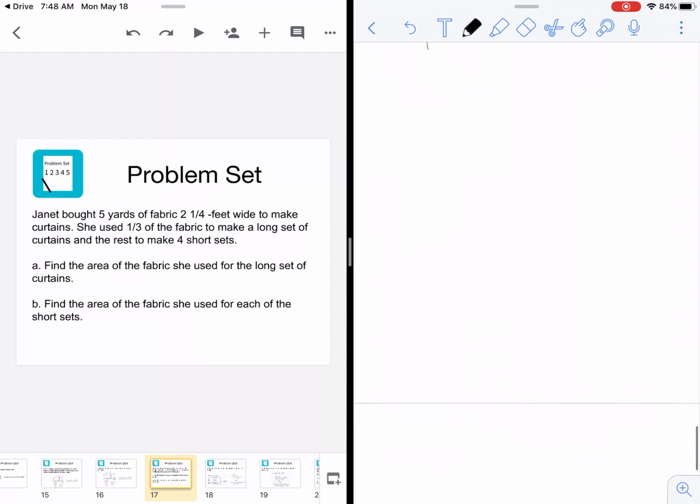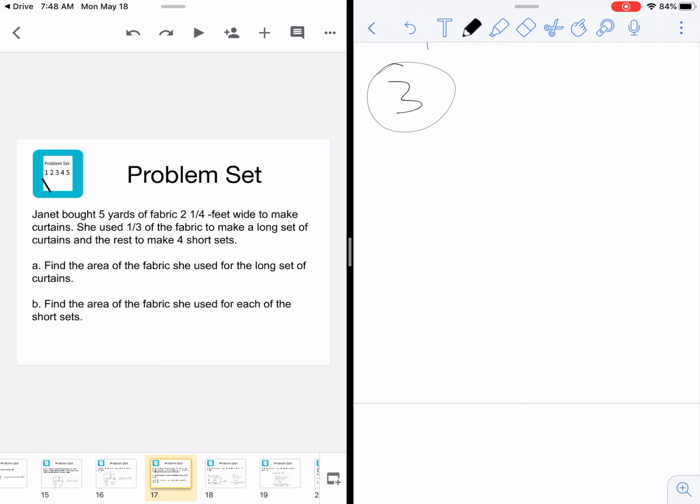All right, number 3. You guys are working hard this morning. Number 3. Janet bought 5 yards of fabric, 2 1/4 feet wide, to make curtains. She used 1/3 of the fabric to make a long set of curtains and the rest to make 4 short sets. So find the area of the fabric she used. 5 yards of fabric, you guys.